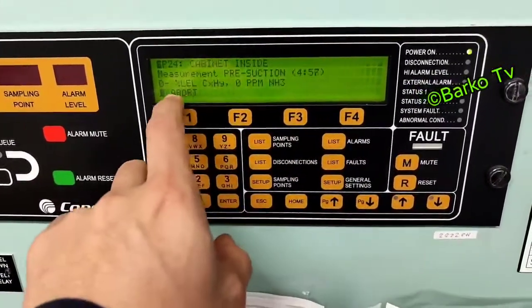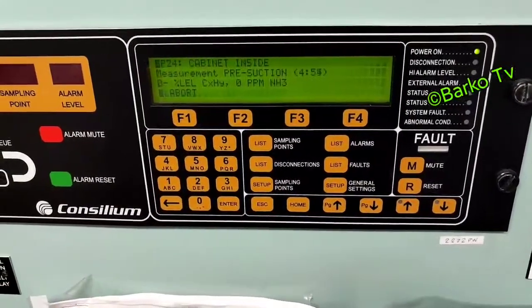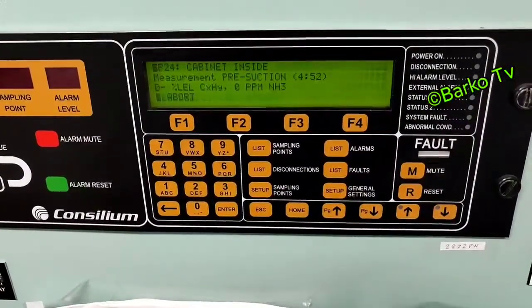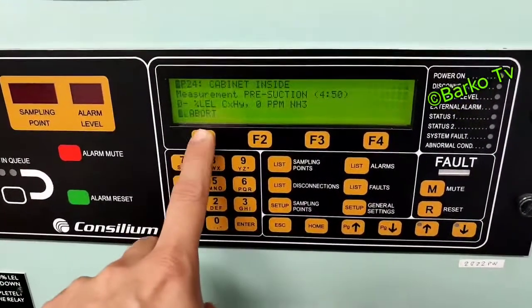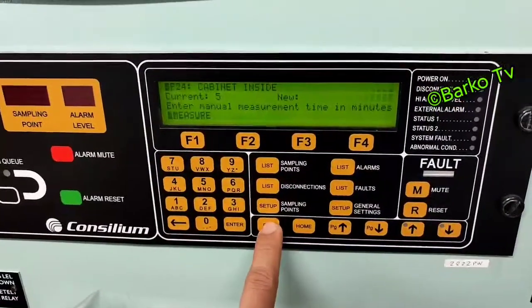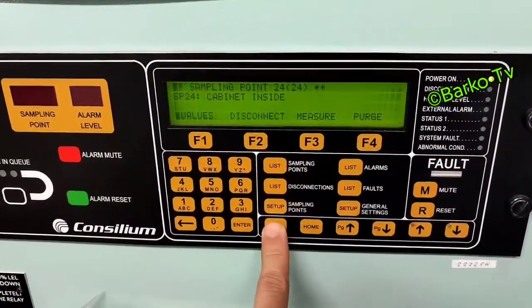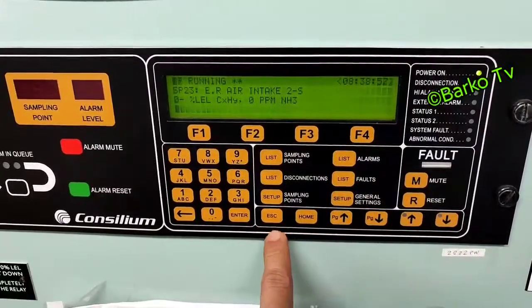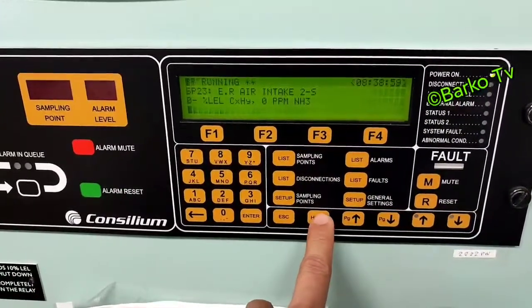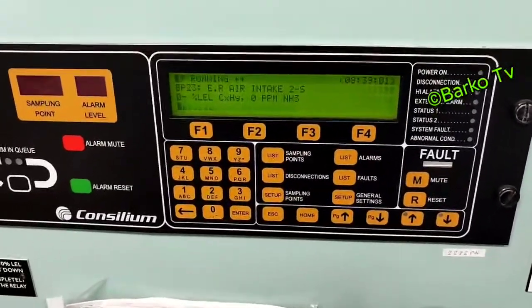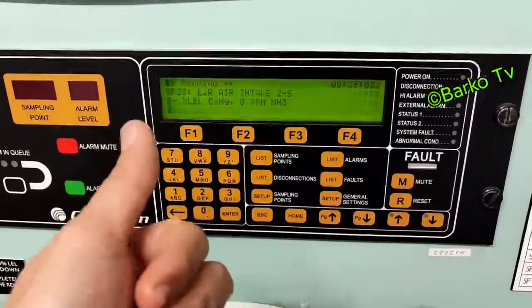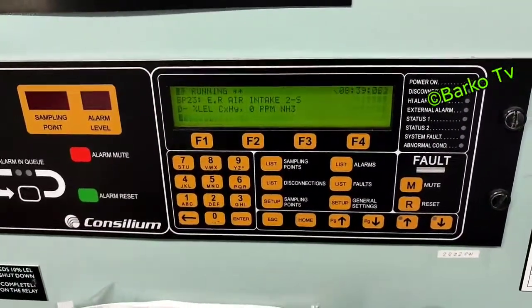Current 5, it means 5 minutes to measure. 0 LEL and hydrocarbon 0 ppm. For hydrocarbon, 0 LEL, 0 ppm for ammonia.